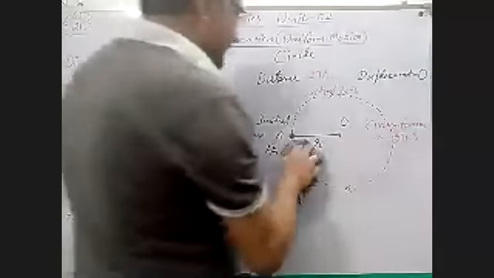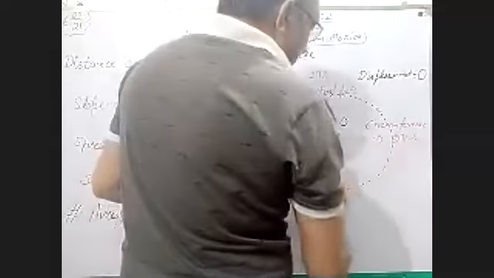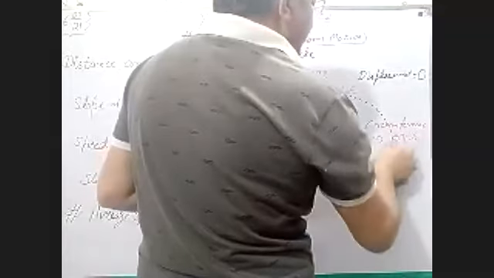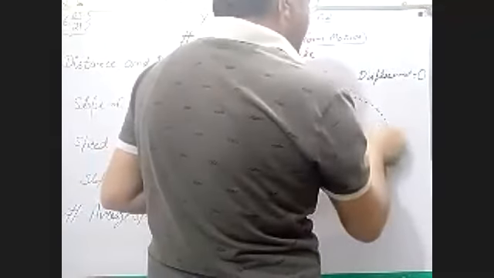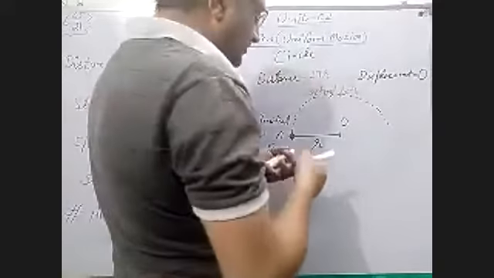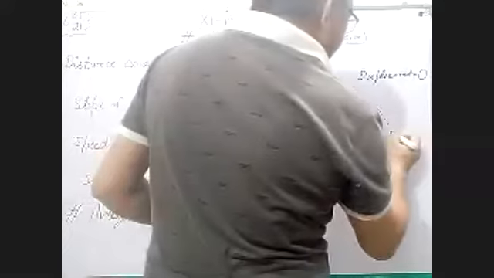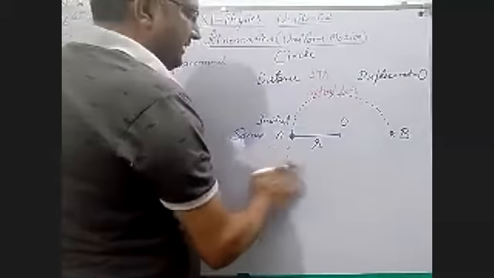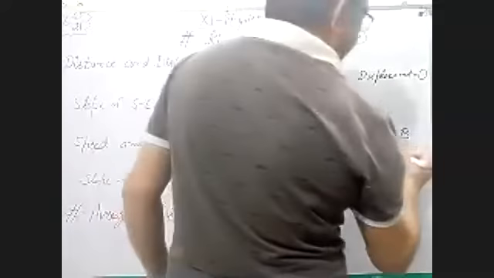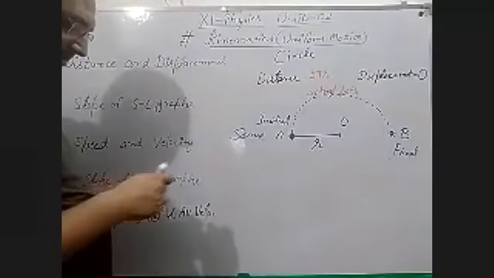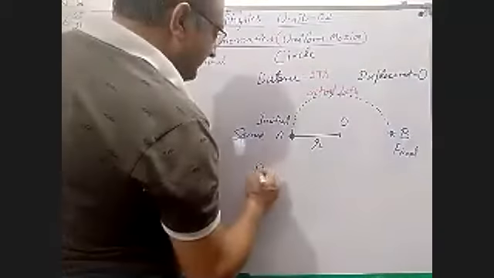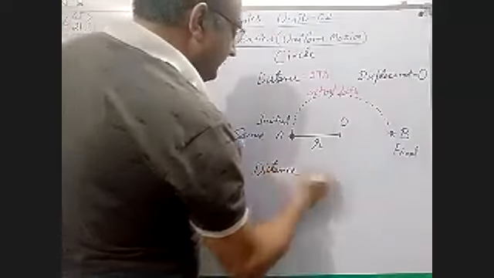If an object moves from A and the final position, the final point, is here. Now the final point is shifted to B. Now what is the value of distance and displacement in this case?